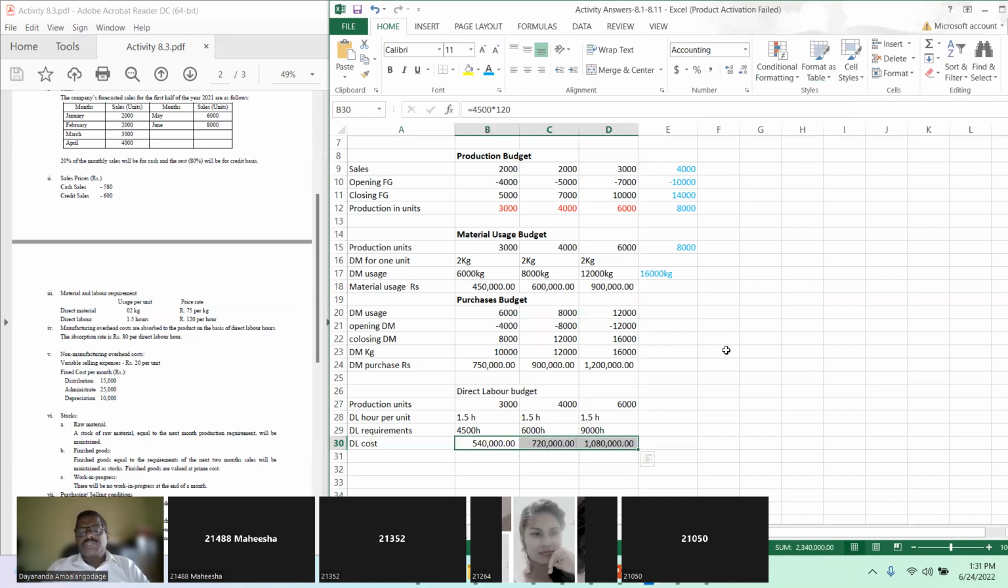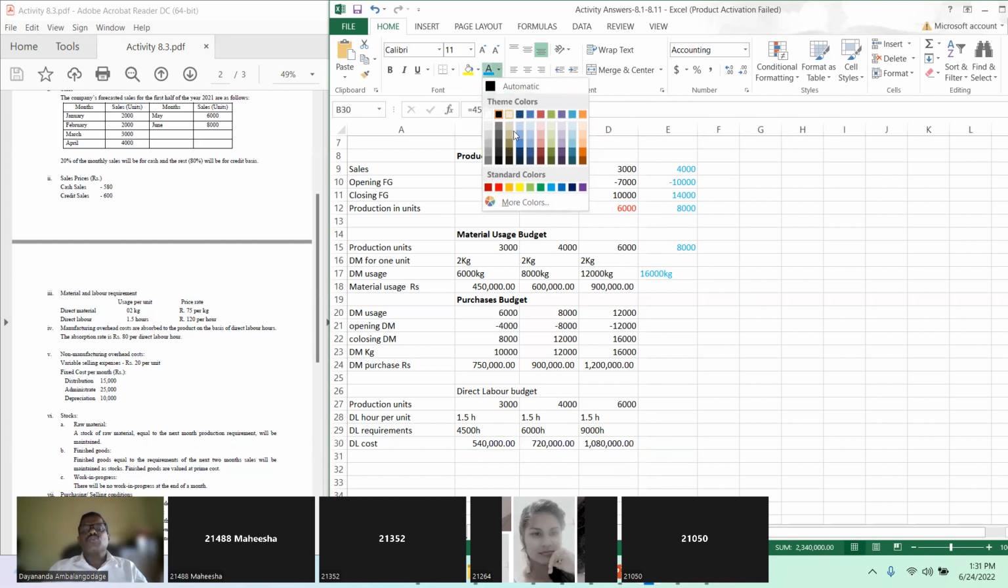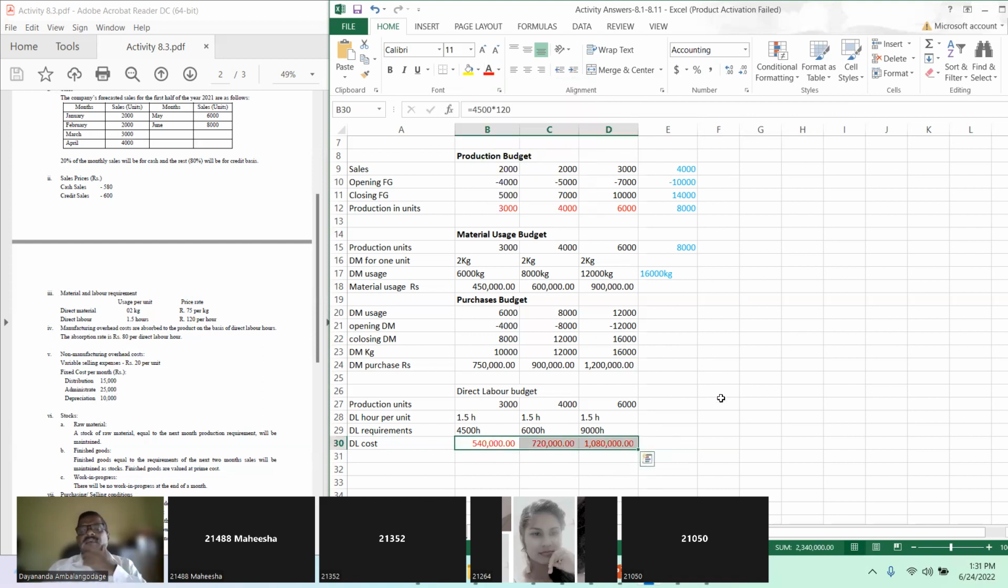As per the question, labor is paid in the same month. So thereby, I would say this is an outflow for us to prepare the cash budget. Shall we go to the next budget?